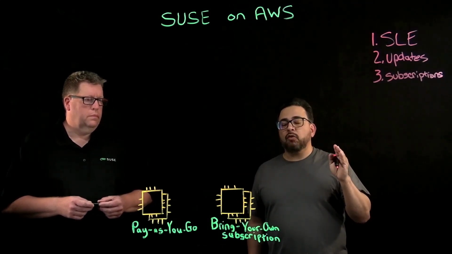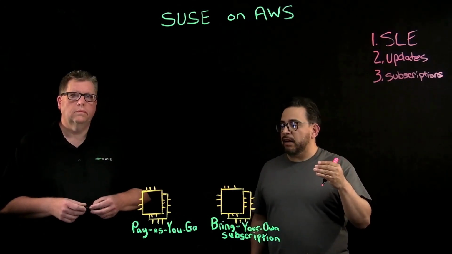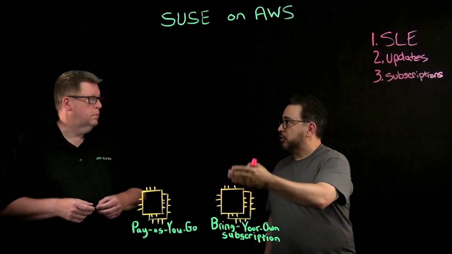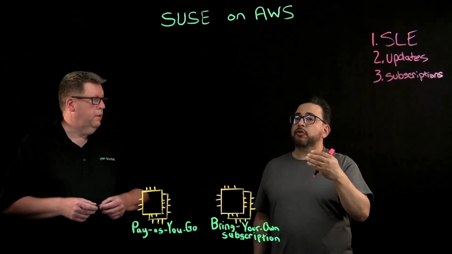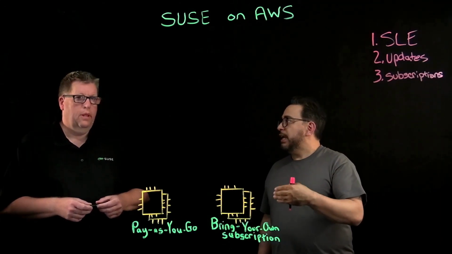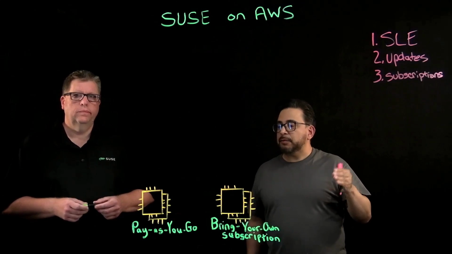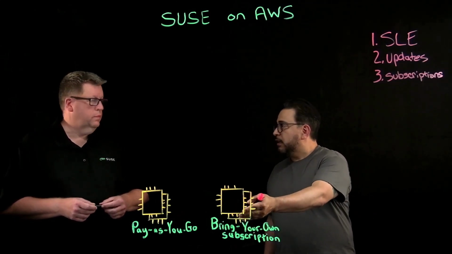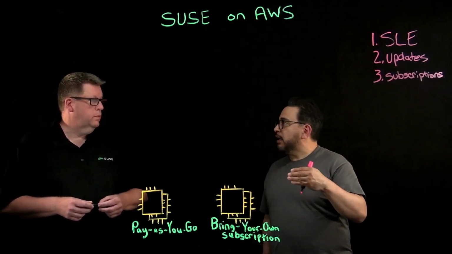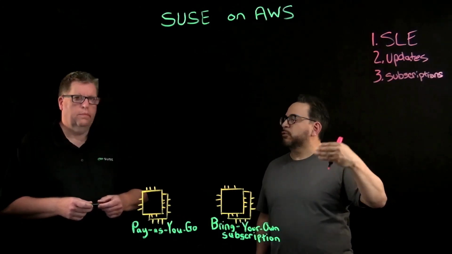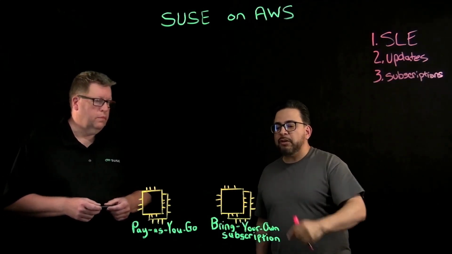This is where you have an instance that is launched using a SUSE AMI, and it has a subscription already included in that Amazon Machine Image, or AMI. Now, the cost of that subscription is included in the price of the instance, so there is not an additional purchase that is required.